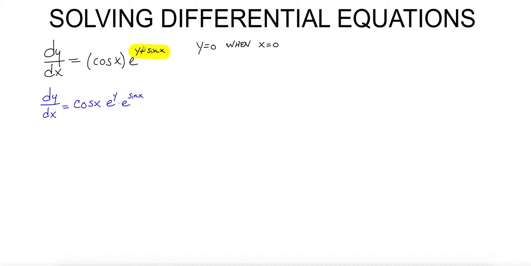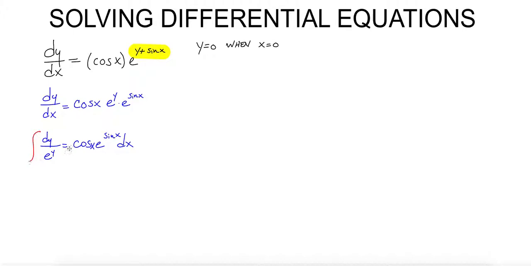If we're adding our exponents, that means that we must have multiplied like bases. So all I did is go back to create two like bases, e to the y and e to the sine x, and now we can divide that e to the y over to the left side. If we rewrite this with all the y terms on the left, we get dy over e to the y is equal to cosine x times e to the sine x dx. Now that we've separated our variables, the next step is always going to be to integrate.